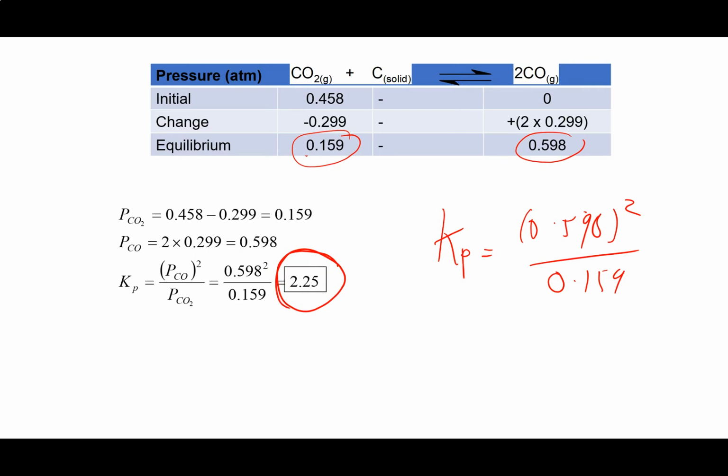So that's telling me that's one of those intermediate ones. It's not really, really tiny and it's not really, really big. So I've got a mixture of reactants and products. You can see that we just basically ignored the carbon because it was a solid.